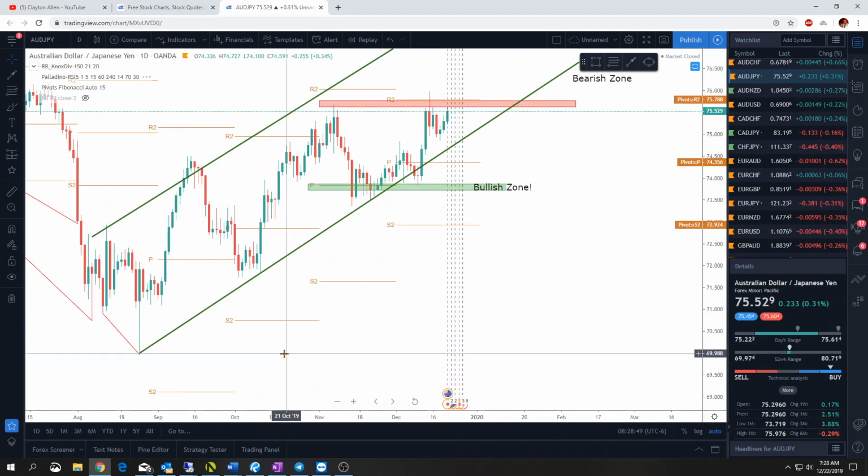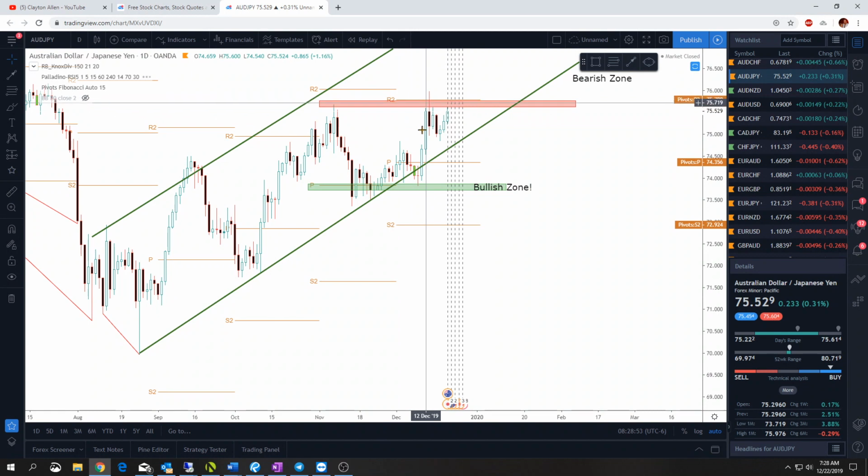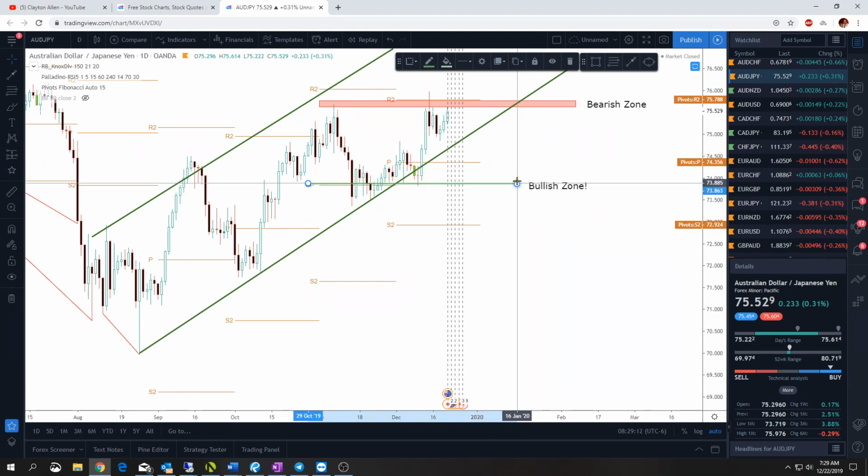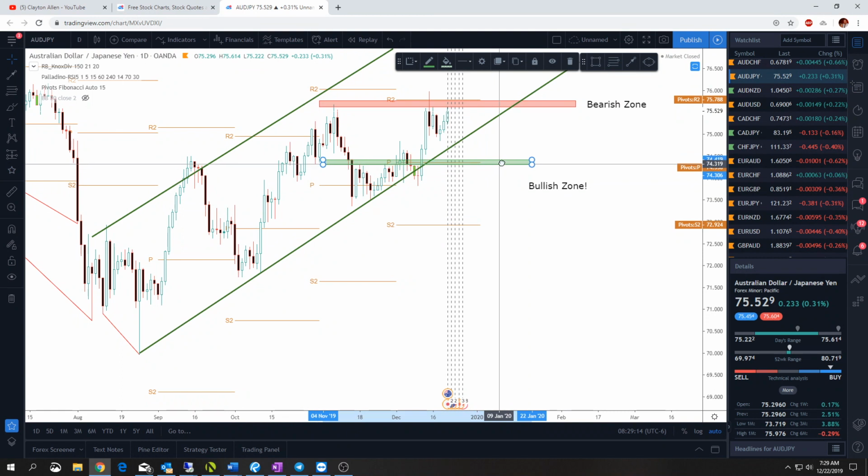All right. Australian dollar, Japanese yen. Again, hit R2. Is it going to double top on R2? I like this as a bearish zone. Look for that reversal here because this former top didn't really get past this. It's just sitting on this R2. Then, I love this pivot level as that target to come back down and see what price is going to do.